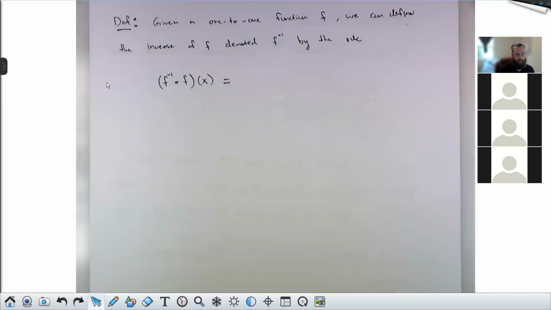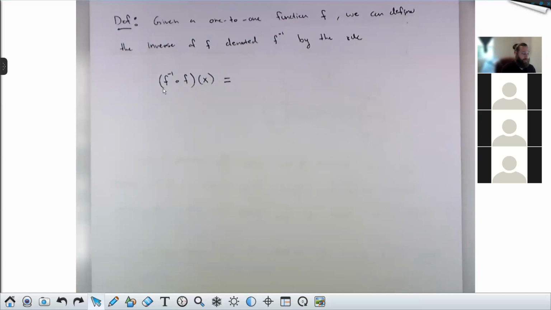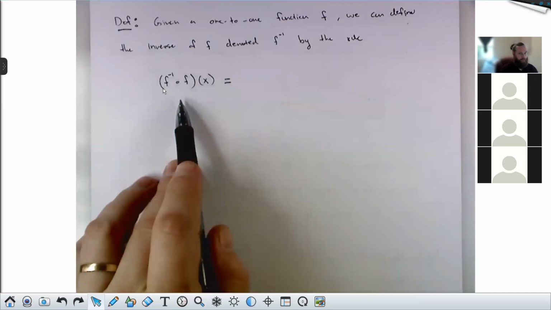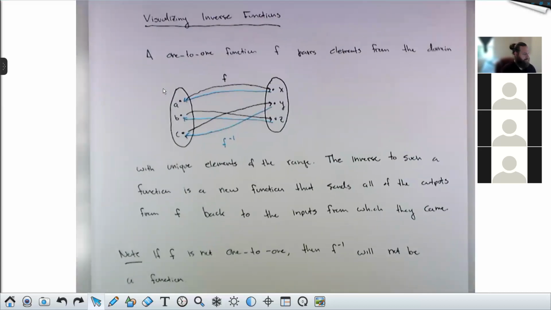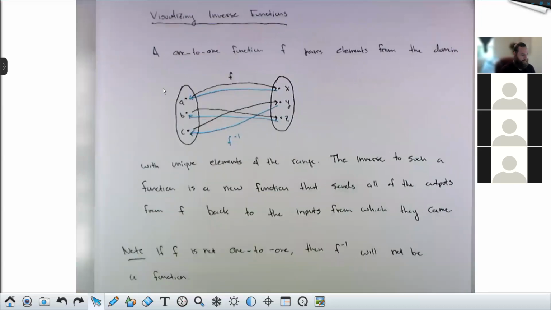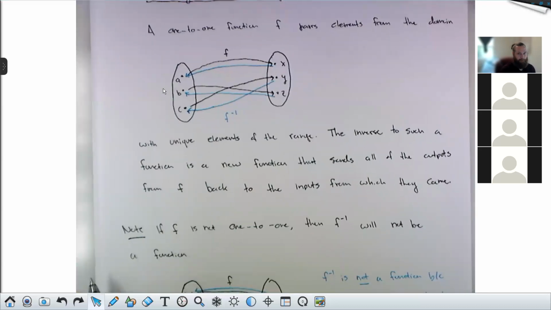Would it be f inverse of f of x? It's true that if we're going to write this out in the definition, it would be f inverse of f of x. But I want to jump a little further. So I start at some, here, let me come down here. Oh wait, was that multiplying or of? Of, yeah, composition. Oh, okay.